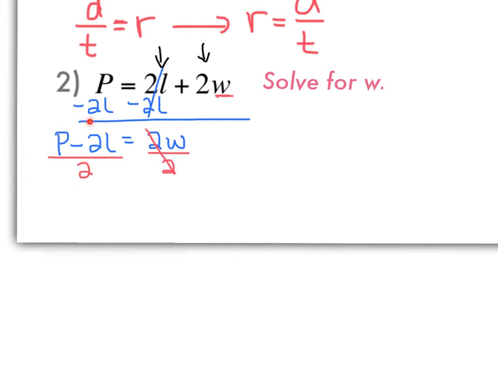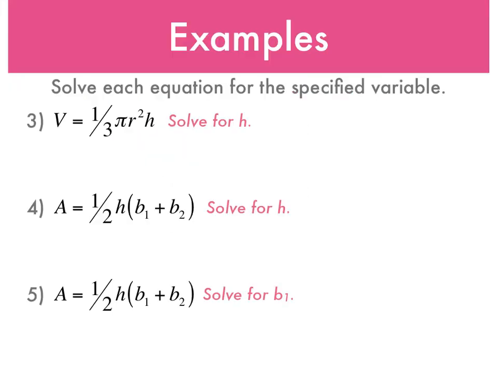So again, I would be okay with you leaving your answer like this, or if you wanted to write it not as one giant fraction, the P would still be divided by 2, but then you would be subtracting just an L, because you can cancel those 2's out there. Just remember that the P keeps the 2 underneath it. Okay, so that's how you would solve for W. Let's try some trickier ones.